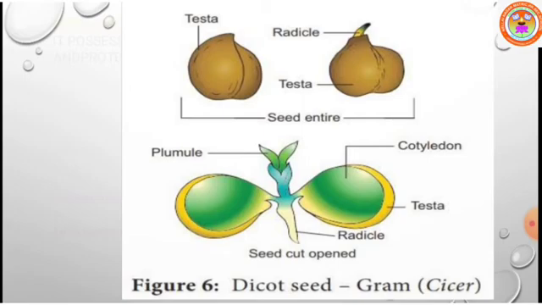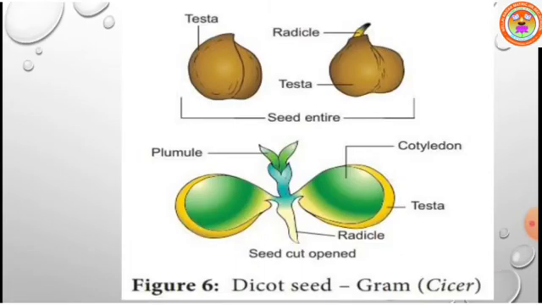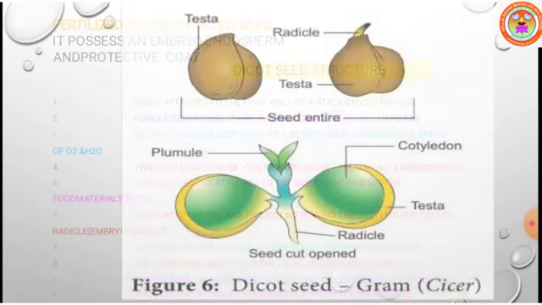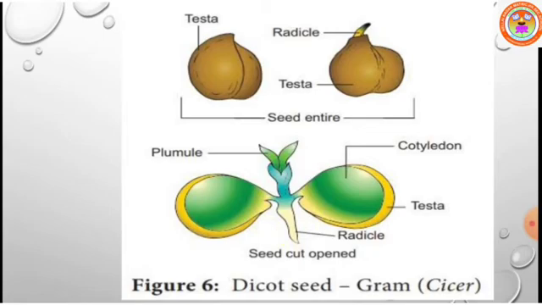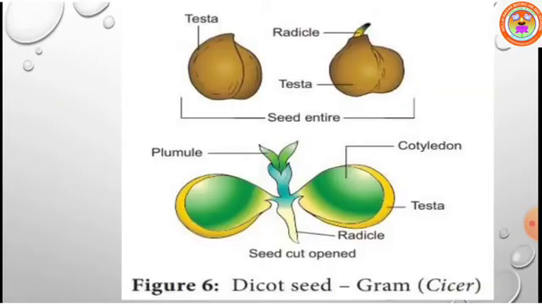The portion of the embryonal axis projecting beyond the cotyledons is called radicle. You can see the plumule and the radicle. The radicle is also called embryonic root. The other end of the axis, the embryonic shoot, is called plumule.